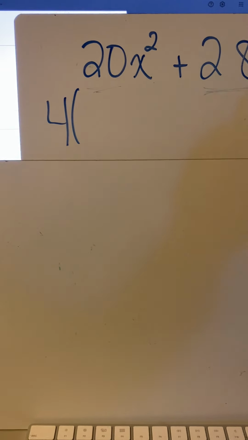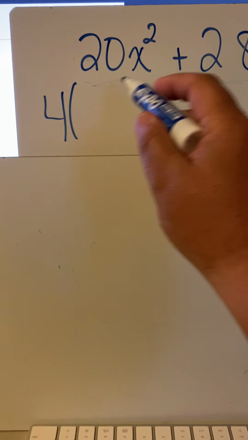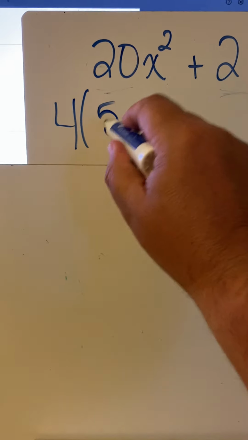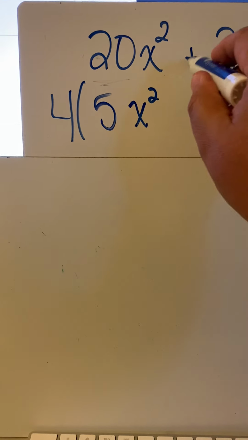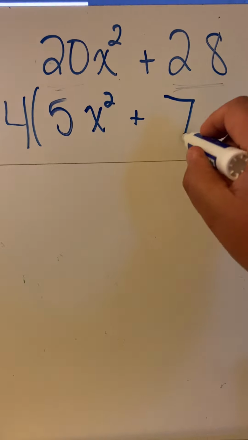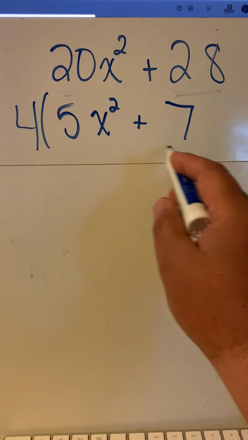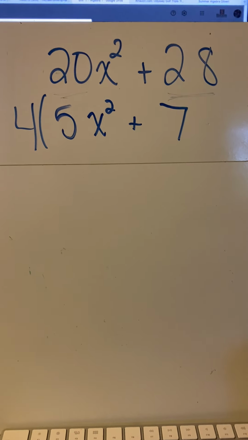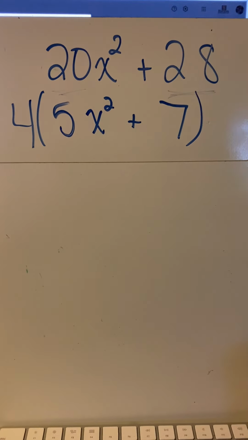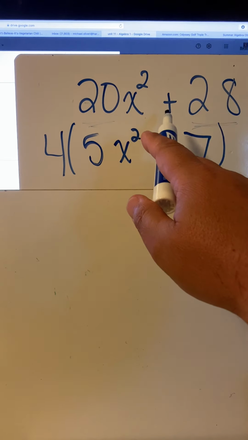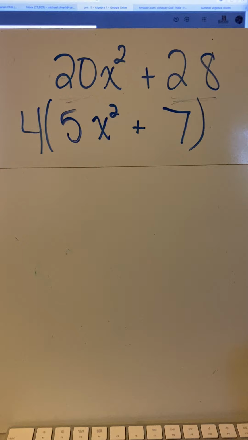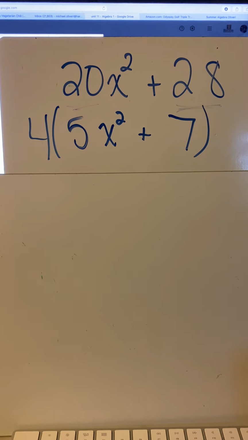But here, all you can do is divide both of them by 4. 20 divided by 4 is 5, and bring down the x squared. Bring down the plus, and 28 divided by 4 is 7. They're both prime numbers, nothing other than 1 goes into both 5x squared and 7. So, boom, put the closing parenthesis. You have factored out the GCF of this, and now you've got the simplified version of that original binomial.